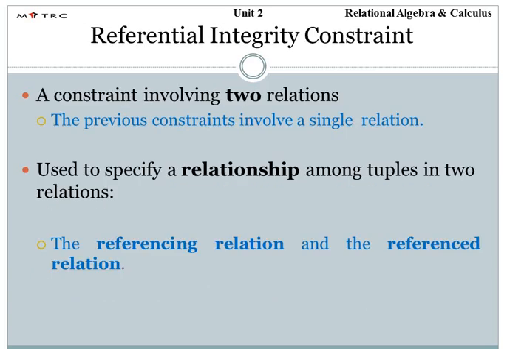Next is the referential integrity constraint. This constraint is valid for 2 relations. The previous 2 types of constraint, the key constraint and the entity integrity, were valid only on a single relation. The referential integrity constraint involves 2 relations. It is used to specify a relationship among the tuples in 2 relations. One relation is called the referencing relation and the other is called the referenced relation.